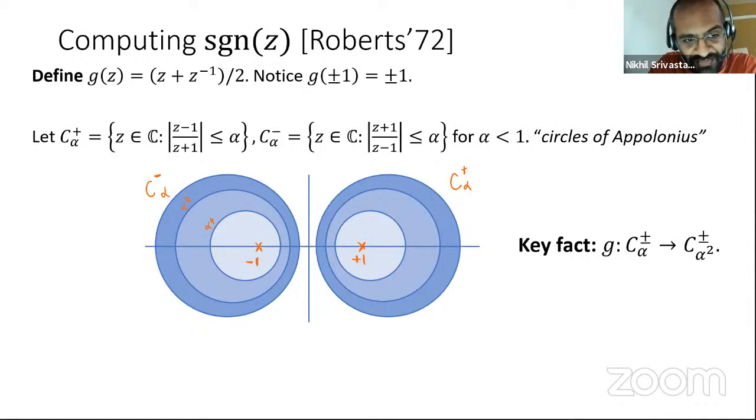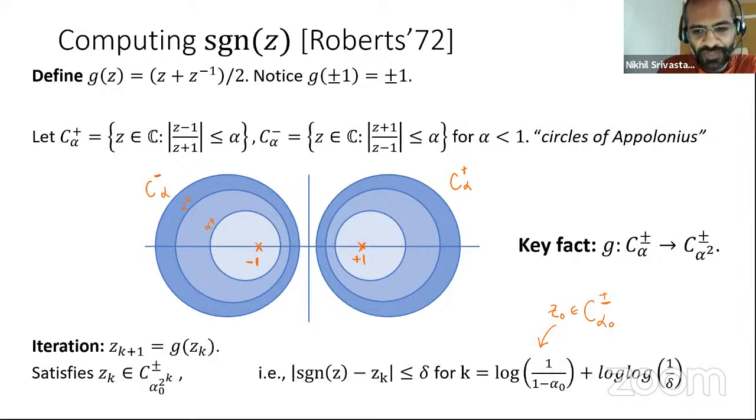Now, the key fact about this function and these circles is that this function maps the circle with parameter alpha to the circle with parameter alpha squared. That's a two-line quadratic equation kind of exercise. So it's highly contractive in this sense. And this gives you an algorithm for telling whether a number is in the open right half plane or the open left half plane.